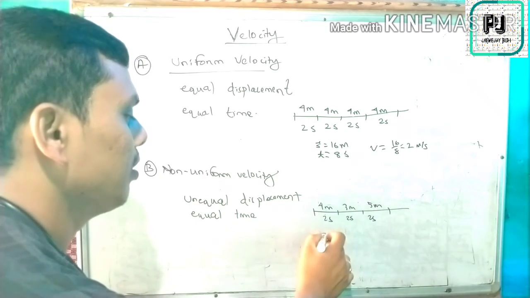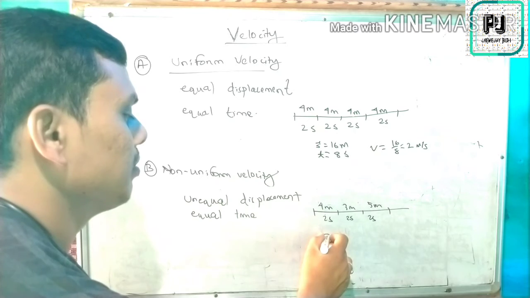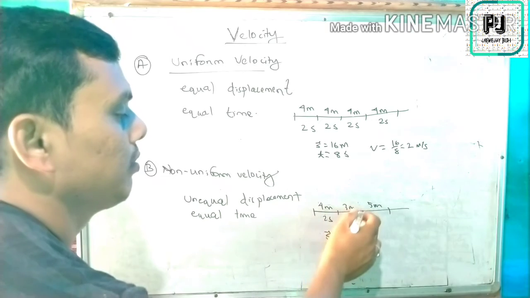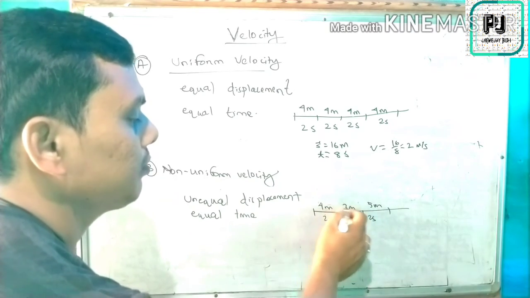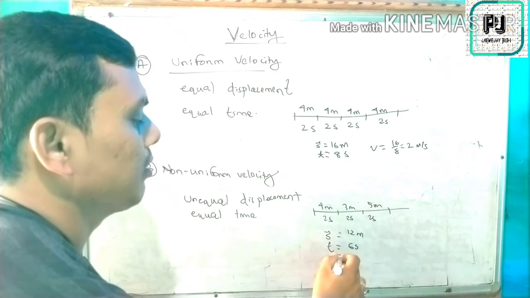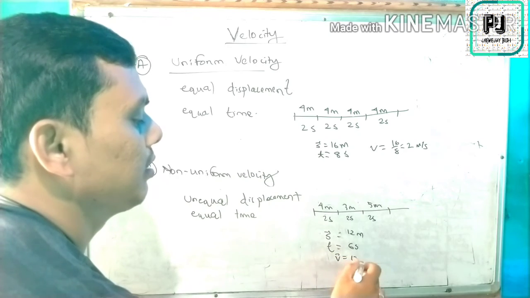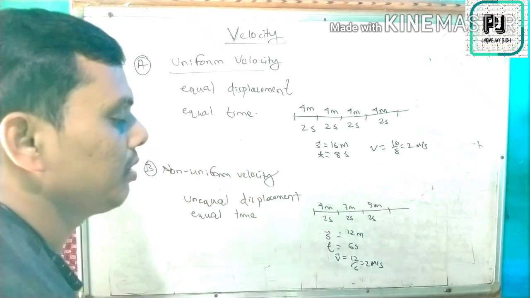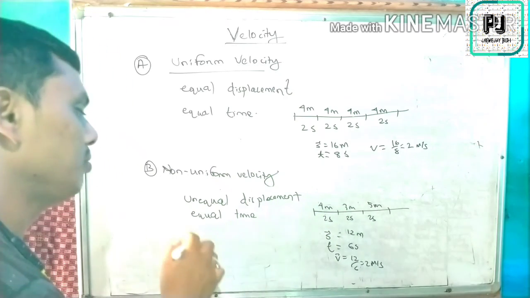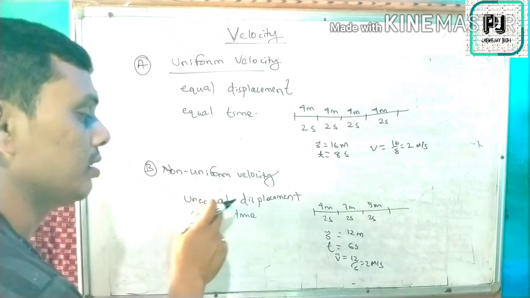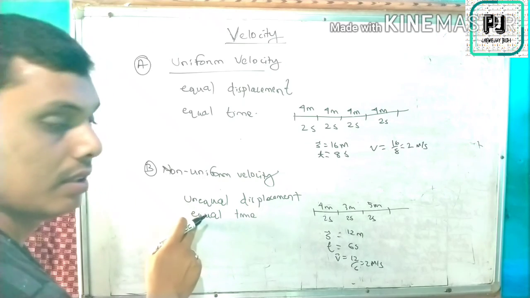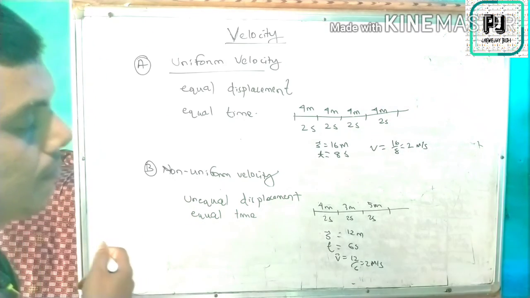That means here the displacement S is equal to 4 plus 3 plus 5, that is 12 meters, but the time is 6 seconds. So the velocity will be 12 by 6, that is 2 meter per second. This velocity is non-uniform, because of different displacement in equal interval of time. Otherwise, you can also take equal displacement, but the time will be unequal. That is also the non-uniform velocity.